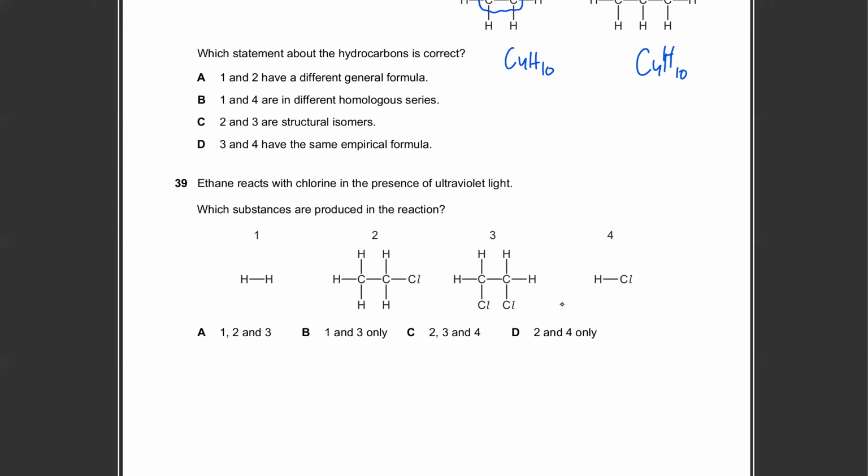Got it. Ethane reacts with chlorine in the presence of ultraviolet light. Which substances are produced in the reaction?